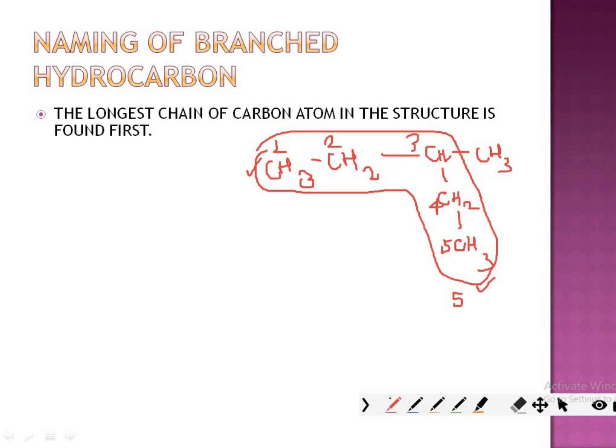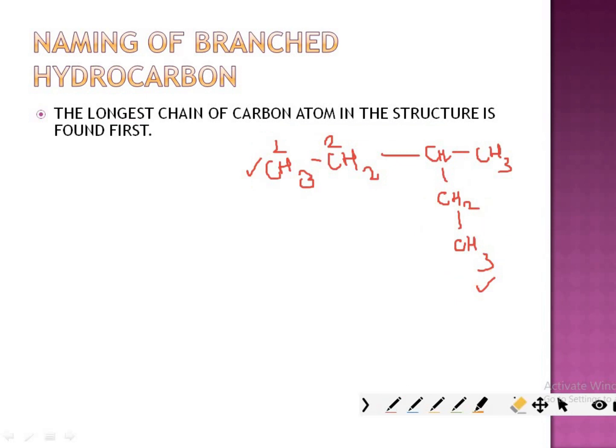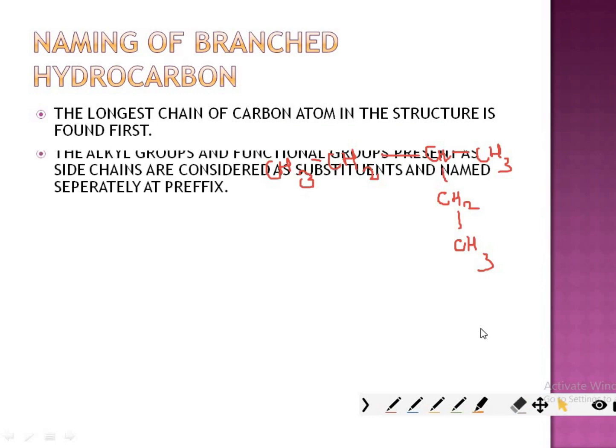Now which chain has the highest number of carbons? This chain has the highest number of carbons. So this is the longest chain of carbon atoms in the structure. Okay, now let's see the next rule.